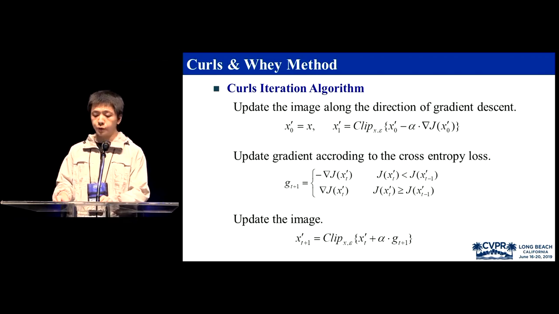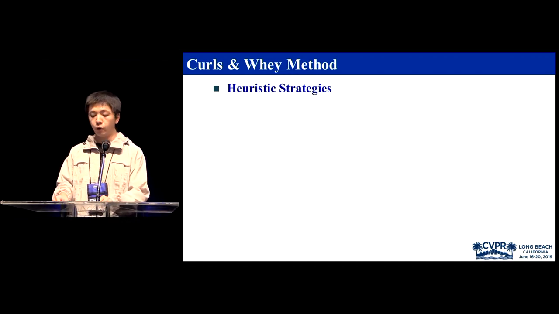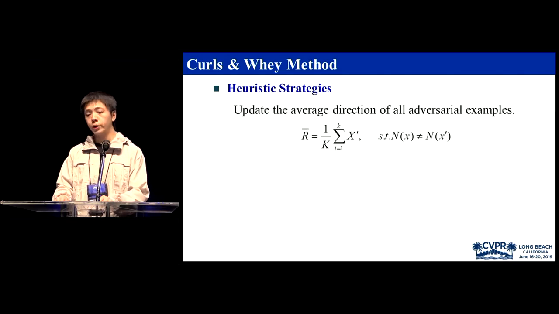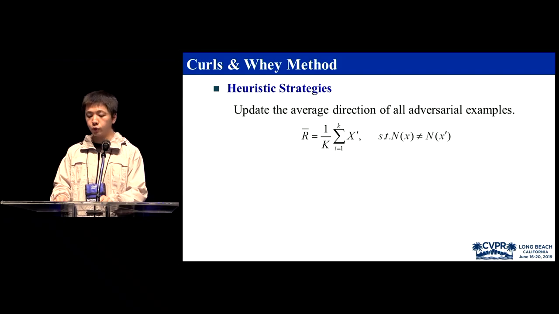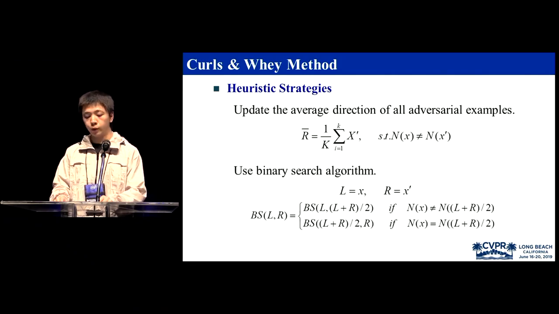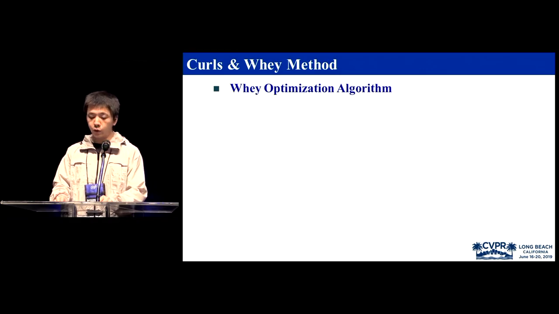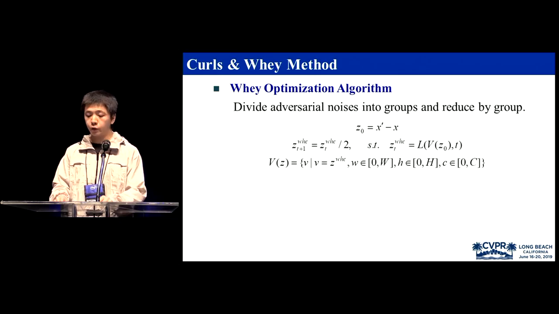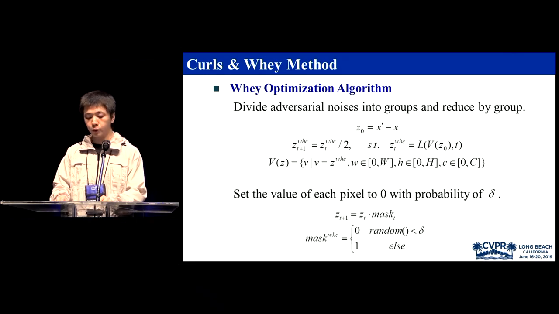On the basis of curse, we record and update the average direction of all adversarial examples of one image, and use it as the starting point when calculating gradients. We perform binary search between the original image and adversarial examples to fully exploit the potential of this round. We also propose weight optimization to squeeze out the redundant noises. We divide adversarial examples into groups and reduce noise magnitude group by group. After that, we set the value of each pixel to 0 with probability of sigma to perform more fine-grained squeeze.